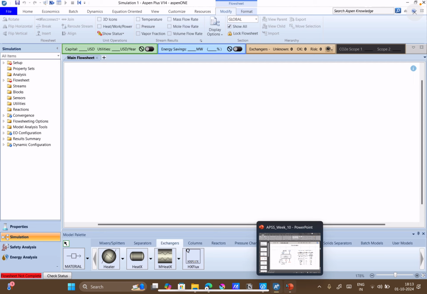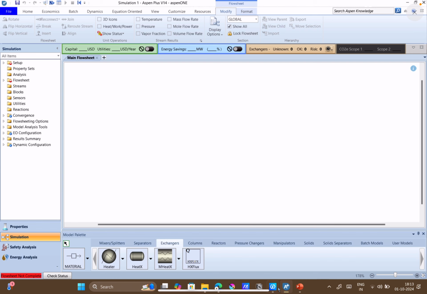It could be that you have multiple hot and cold streams coming into your process plant, and you don't want to specify, or you are not concerned about, which two streams are exchanging heat as of now. You just want an overall heat transfer between this X number of hot streams and Y number of cold streams. In those cases we will use MHeatX.